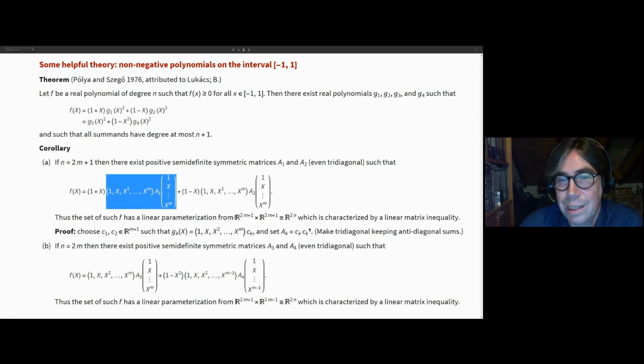So what we are having here is a parametrization of the space of positive polynomials from R to the 2m plus 1 squared, characterized by semi-definite matrix inequalities. And that's what builds the bridge to the optimization functions, as I announced. Right. And a similar statement for the even degree case.